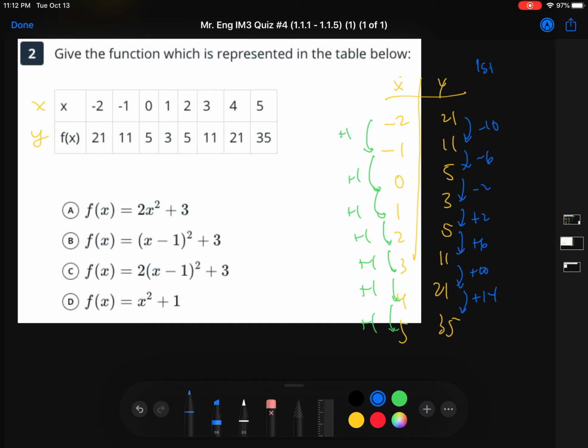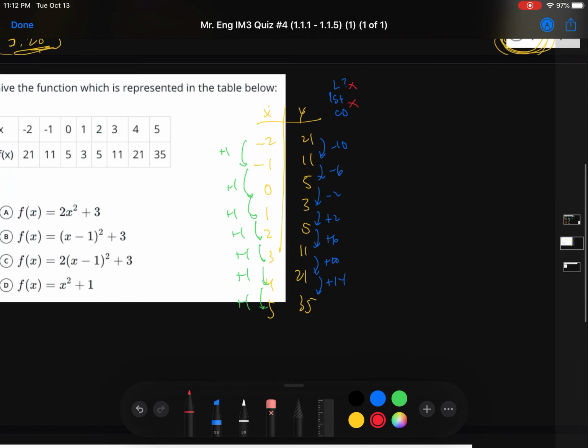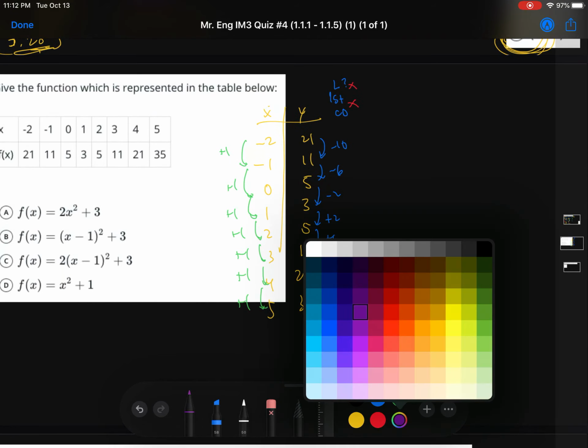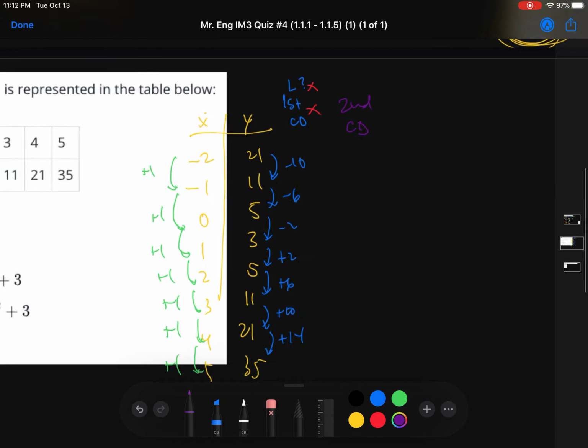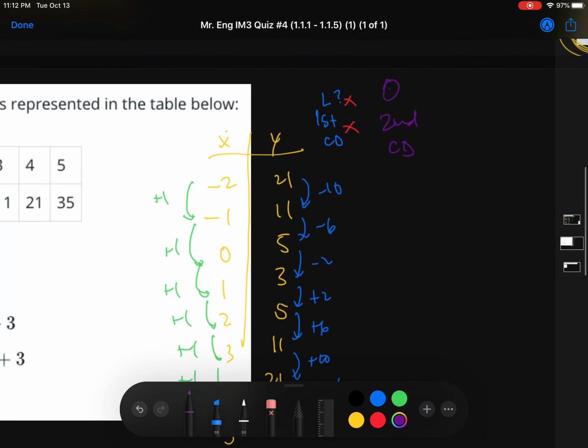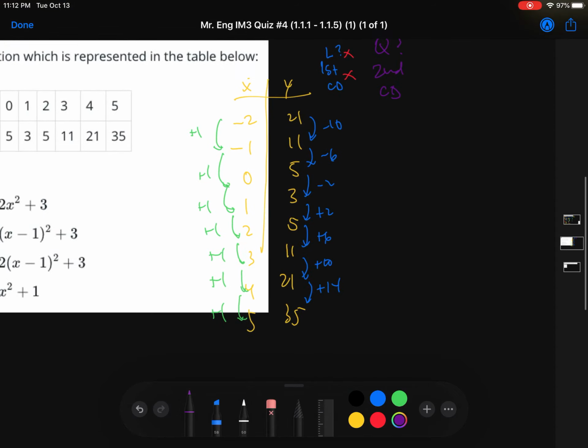Is this a first common difference? Is this linear? The answer is no, it is not linear because we do not have a first common difference. All those numbers in blue are not the same number. So let's go ahead and try now our second common difference. Our second common difference would tell us if it is quadratic. So let's figure this out.